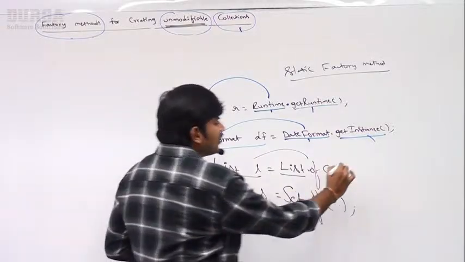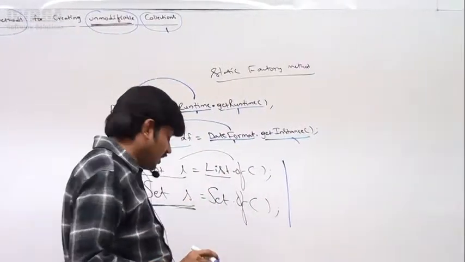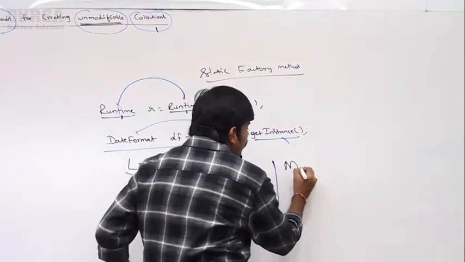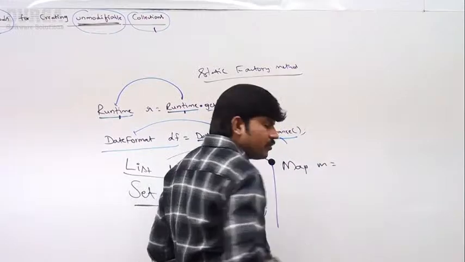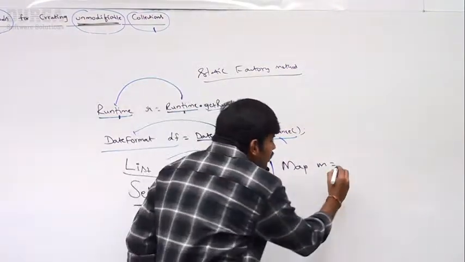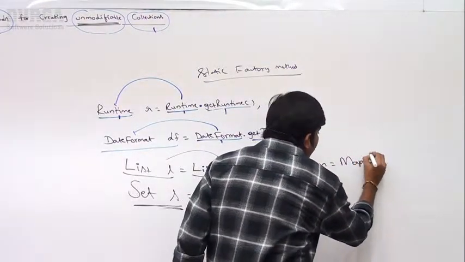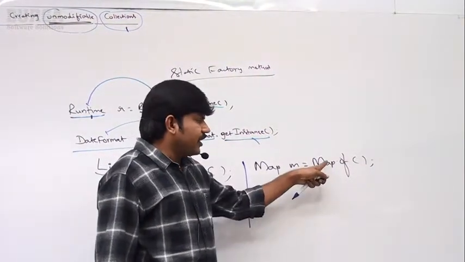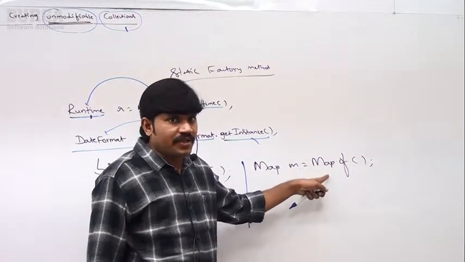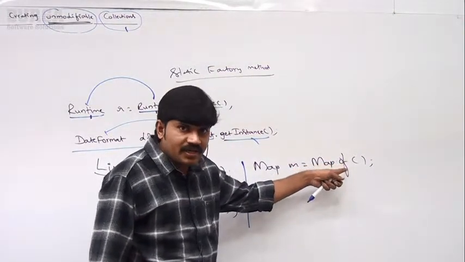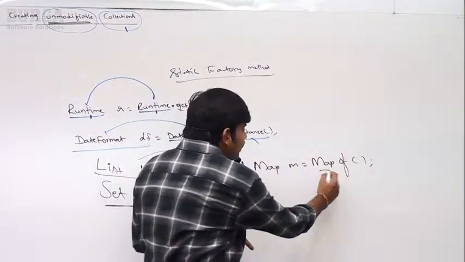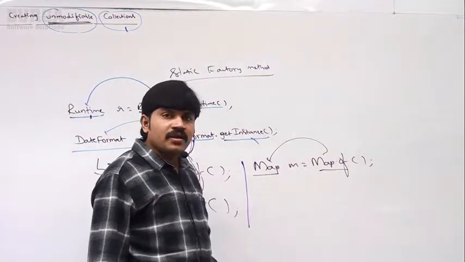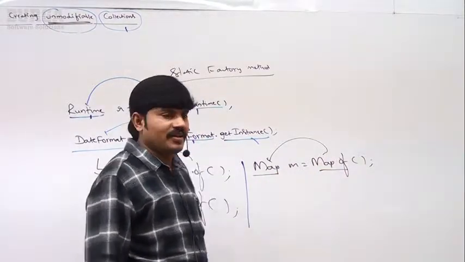Similarly, listen very carefully about this terminology. Observe that if I take Map m is equal to Map.of. Map is an interface. By using the interface name, we are calling a static method. Does this method return the same interface type object? Yes. That's why it is a factory method.